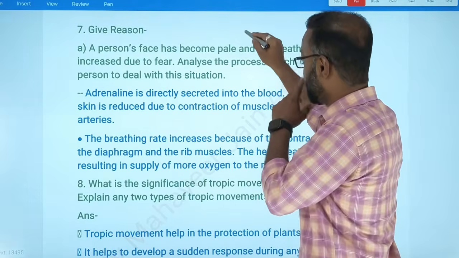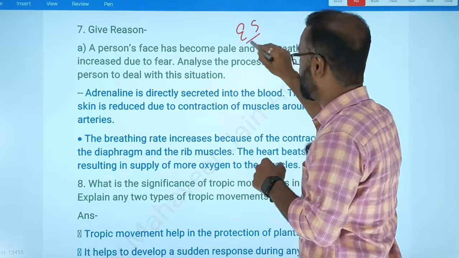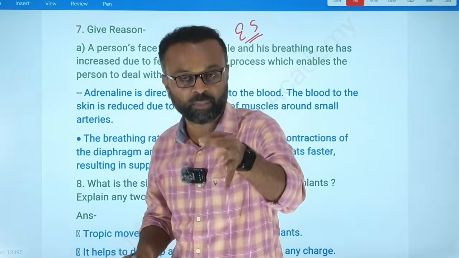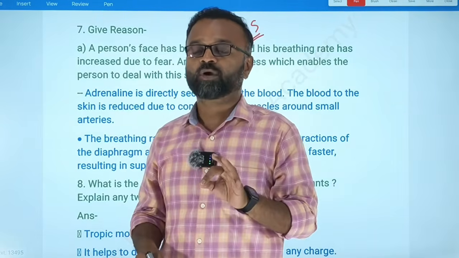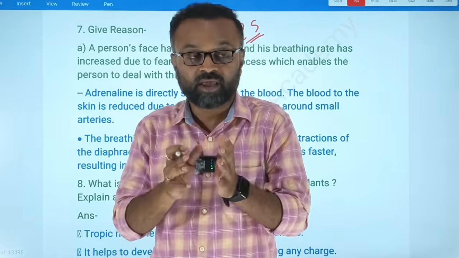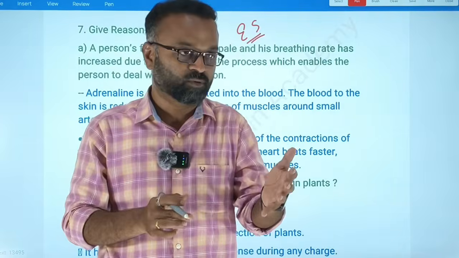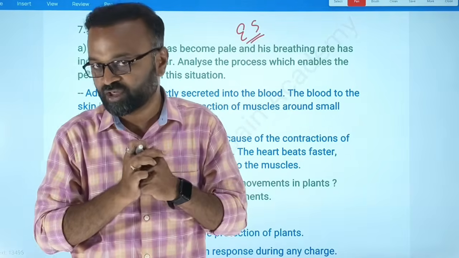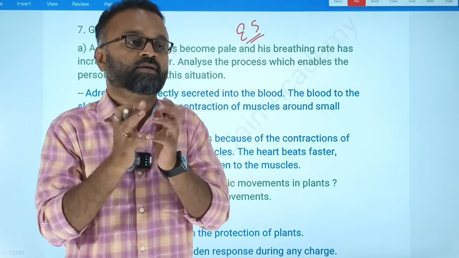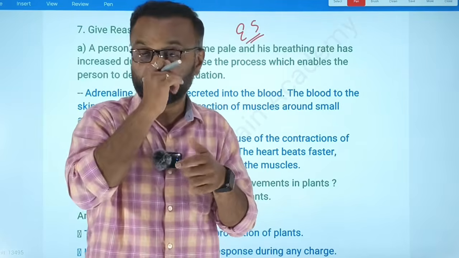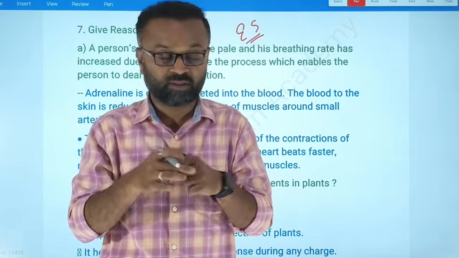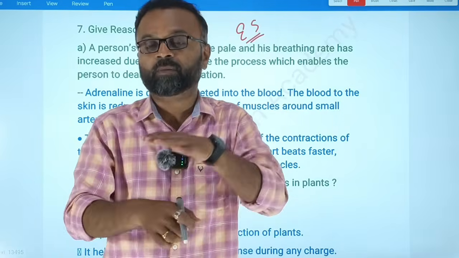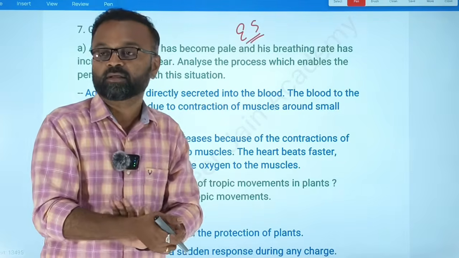Emergency situation. During an emergency situation, the adrenal glands will secrete the adrenaline hormone into the blood. Adrenaline hormone is called the fight or flight hormone. Either we should run away or we should fight. For both cases, we require energy. So a lot of blood is sent to the muscles of our body, because those muscles only can help in running or fighting, right? So there will be a reduction of the blood in the skin. It is going to the muscles.